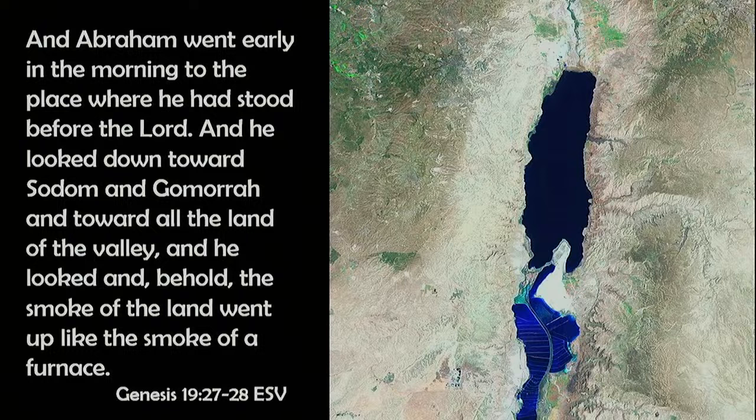Okay, a little more geography to help us with our identification. Here again from Genesis 19. And Abraham went early in the morning to the place where he had stood before the Lord. And he looked down towards Sodom and Gomorrah and towards all the land of the valley. And he looked, and behold, the smoke of that land went up like the smoke of a furnace.